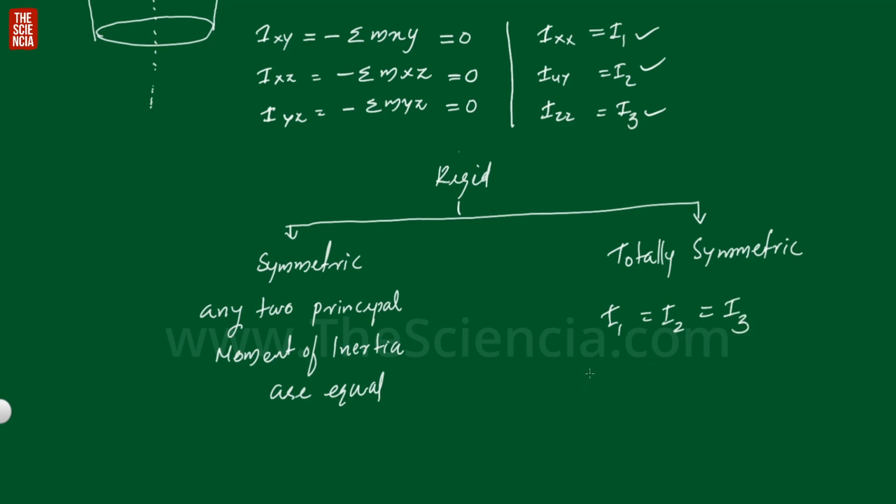For example, a sphere is totally symmetric. A cube is totally symmetric if you take the origin reference point as the middle point. So these are totally symmetric, and a cylinder is a symmetric body, where two of its principal moments will be equal. So the cylinder is a symmetric body, and the sphere, cube, etc. are totally symmetric bodies.